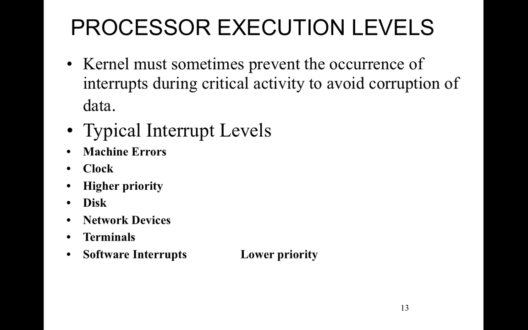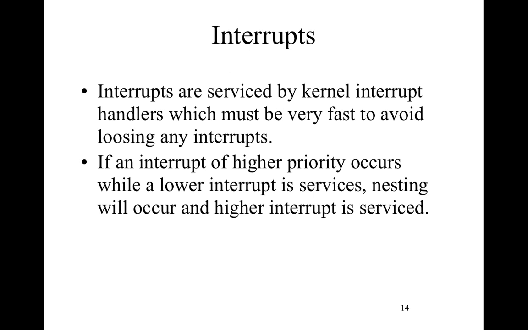The ones that are the most critical are the machine errors, the memory errors, as I was mentioning before, the hardware, kind of machine-looking errors. Clock errors could be a problem. Then higher priority disks, network drives, higher priority processes, terminal, and software interrupts are very low priority. So the high priority ones are going to be machine or clock oriented, and the lower priority ones are going to be software interrupts. That's something the kernel would actually send down.